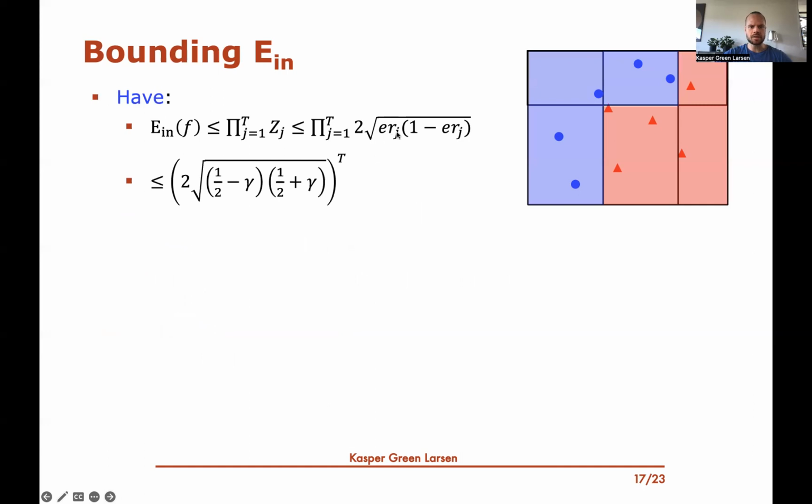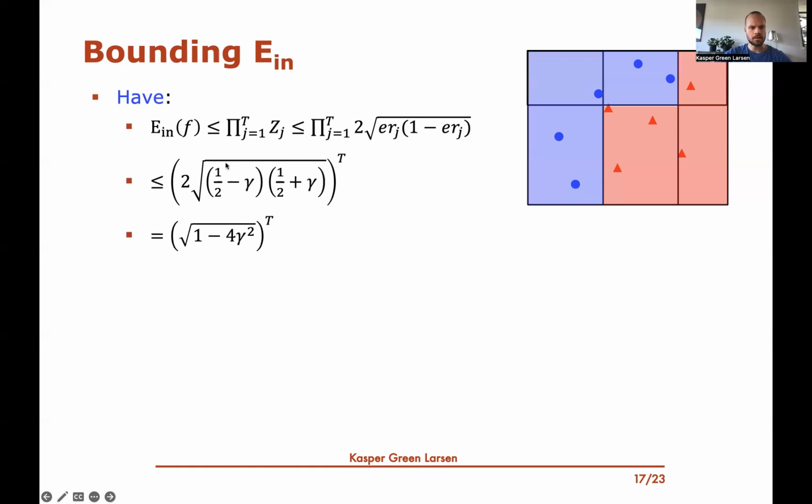Since it's an increasing function, I can upper bound it by plugging in the largest value that ε_j can take. And we just said that this is a half minus gamma. So it's upper bounded by inserting a half minus gamma in place of ε_j here. This gives a half minus gamma for this term, and a half plus gamma over here. And over T of these terms, the whole in-sample error is bounded by 2 times the square root of one half minus gamma times one half plus gamma, and the whole thing raised to the T.